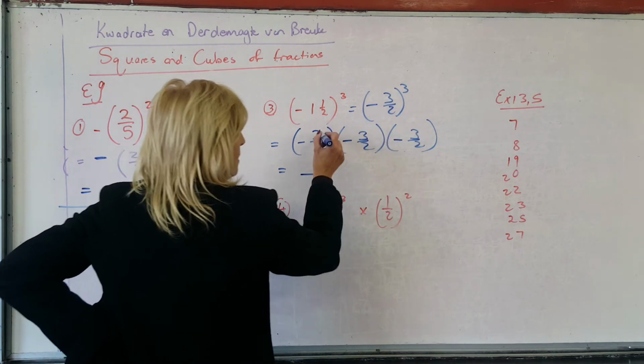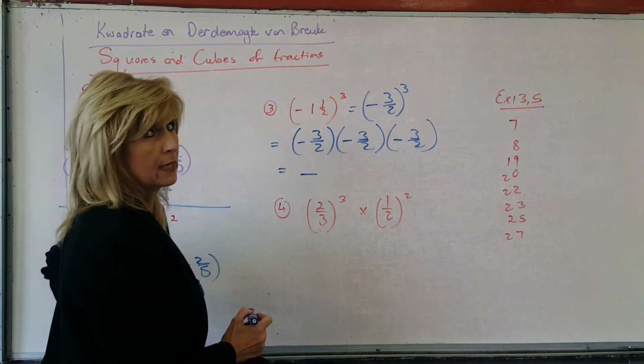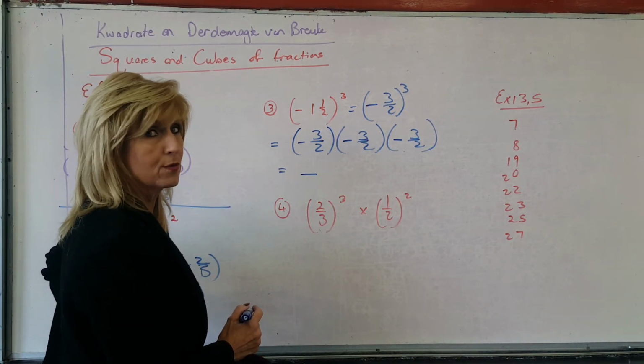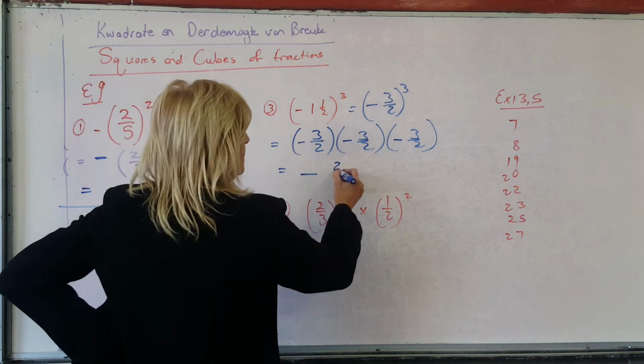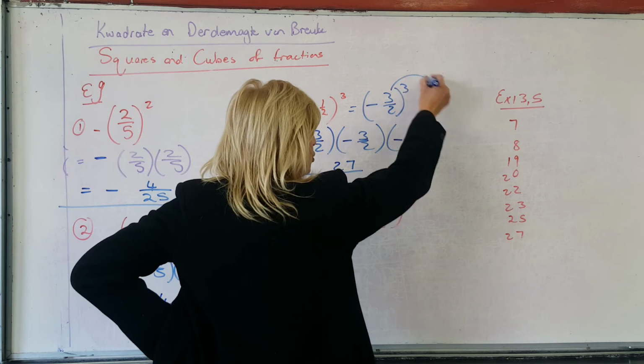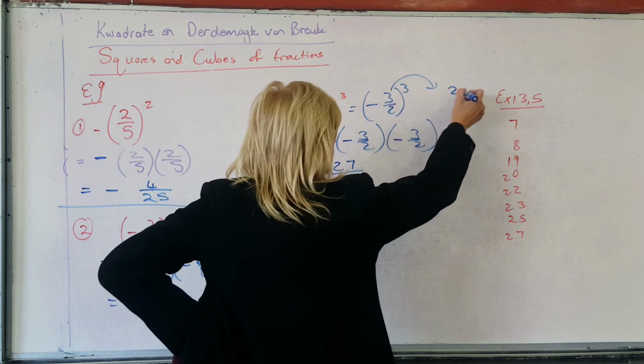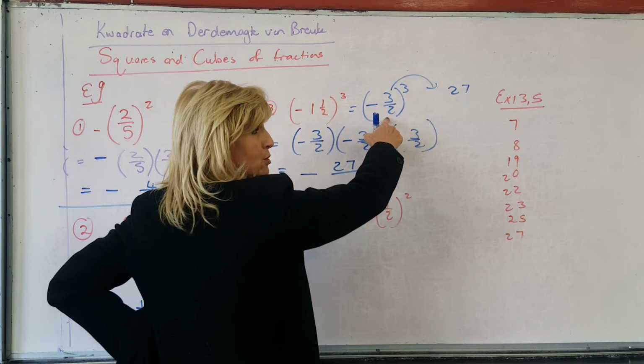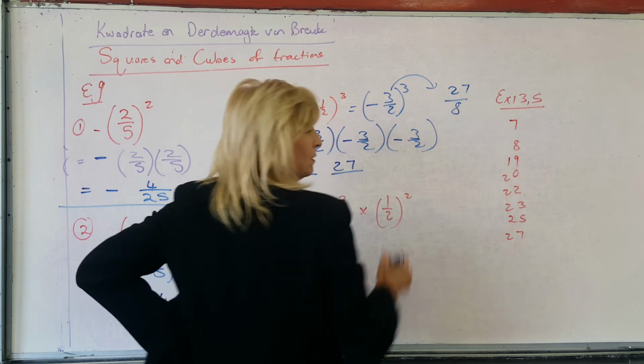Times the top. 3 maal 3 maal 3 is 9. Nee. 3 times 3 times 3 is not 9. It's 27. Because you know the cubes. Directly you should know that 3 times 3 times 3 is 27. And 2 times 2 times 2 is 8. Want dis jou derde magte.